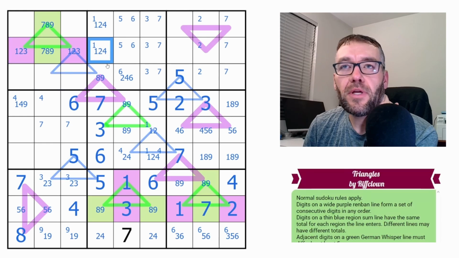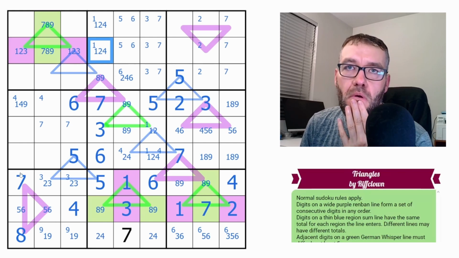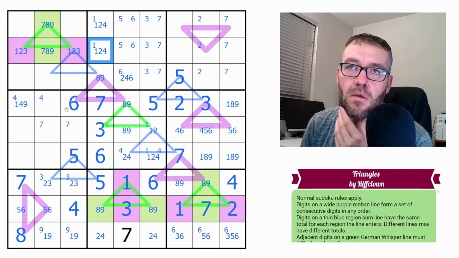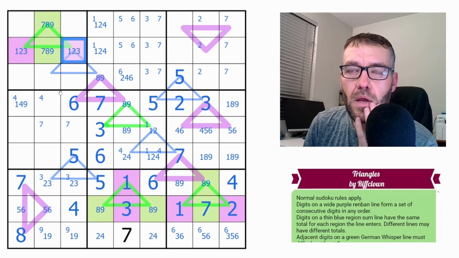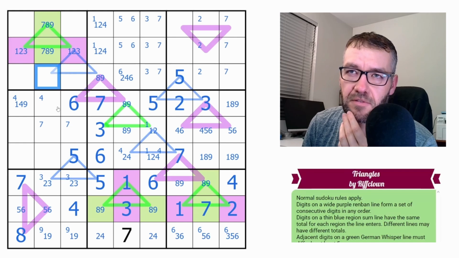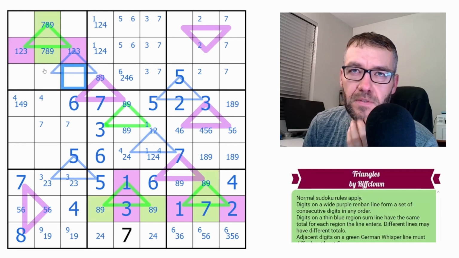We have 1, 2, 3, and 1, 2, 4 here. We're close to a quad. Let's see. We have a 2, 3, and a 1, 2, 3 here. That's close to a triple. But not yet. Not yet. If 6 goes on this region sum line, it's going to have to go right here. And this would be 6, 1, 2. This would have to be 3.